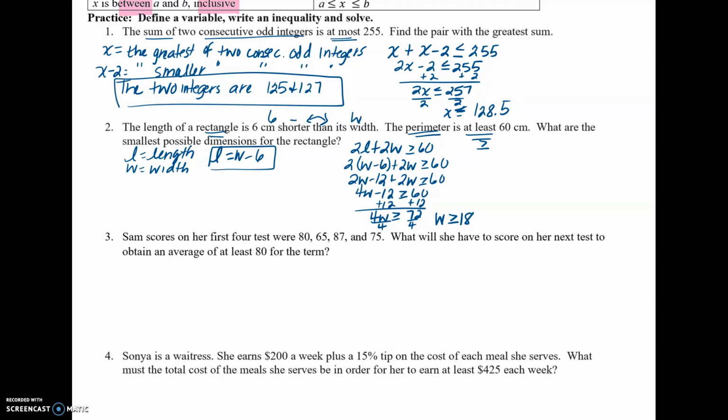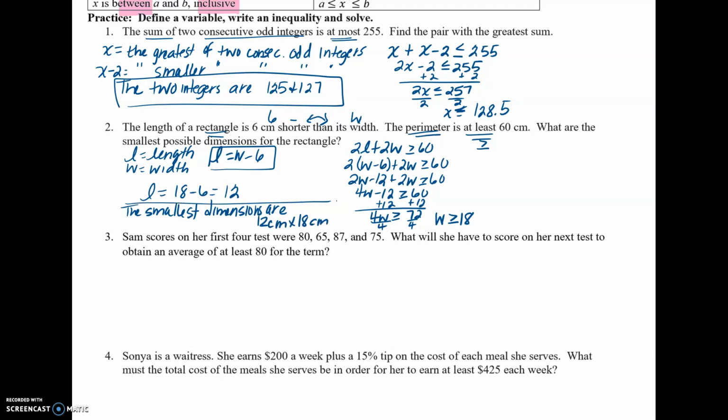And now it says, what are the smallest possible dimensions for the rectangle? Well, it can equal 18, but it also means it's anything more. So 18 is the least it can be. Let's put that back in and see what we get. Length equals 18 minus 6, so we get 12 for the length and 18 for the width. So the smallest dimensions are 12 centimeters by 18 centimeters.